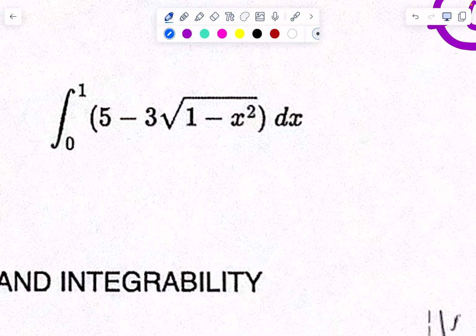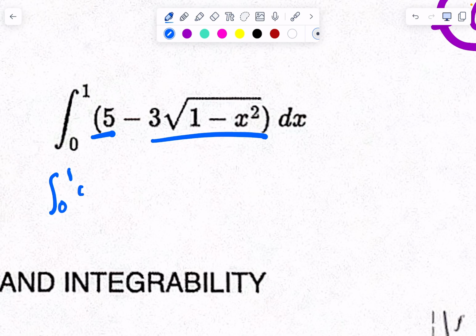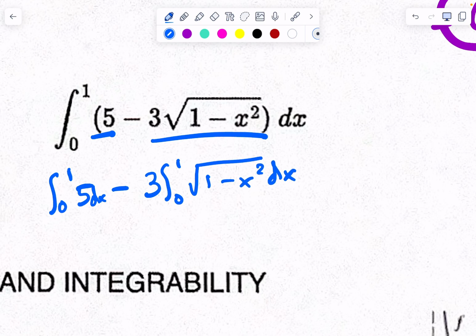All right, next example. We have 2 pieces, this one, the 5 and then the minus 3 times that junk, right? So we can write that as 2 separate pieces. I'm going from 0 to 1 of 5 minus going from 0 to 1 of, and check this out, I'm going to toss the 3 in the front because it's a constant and I can do that. Oh, I need to put a dx on the end here. And this stupid 1 minus x squared dx.